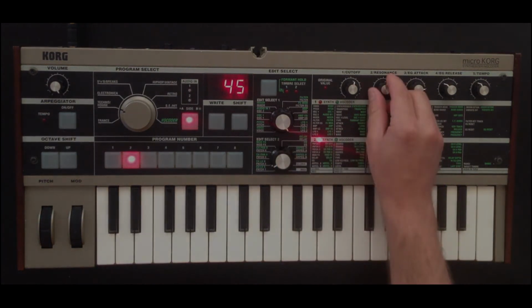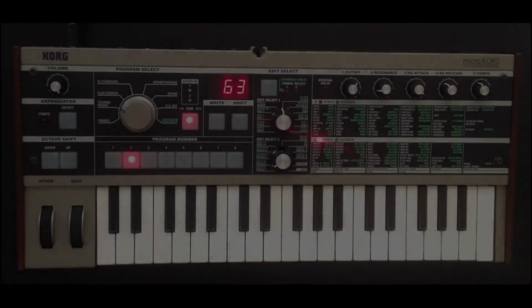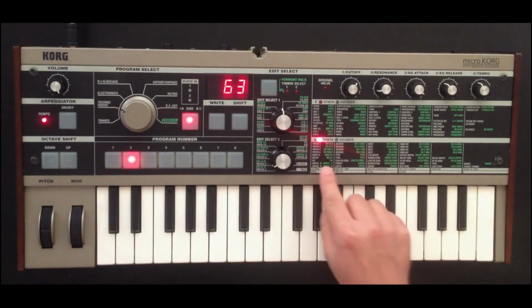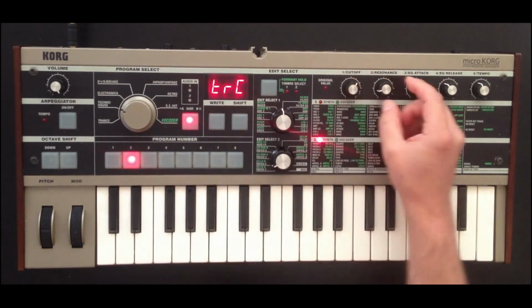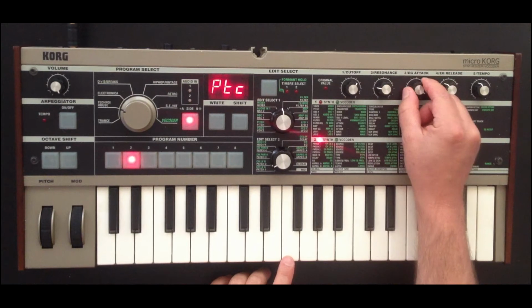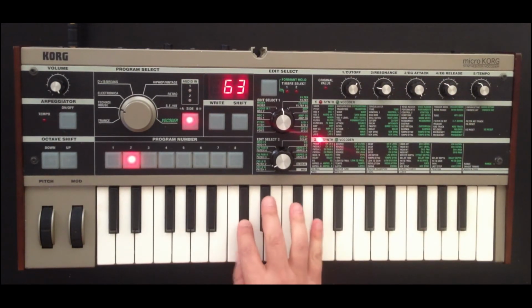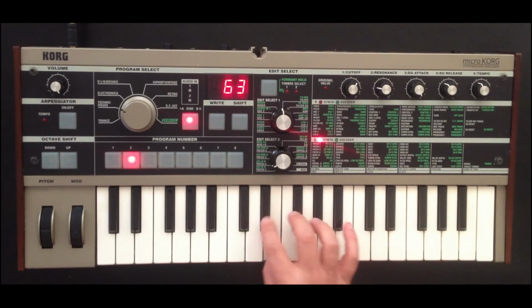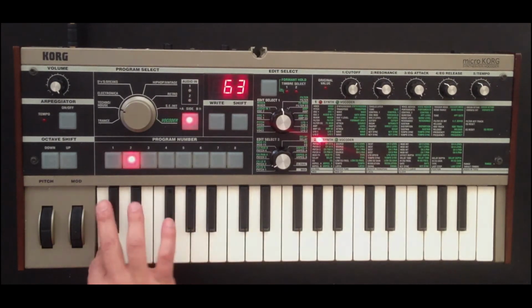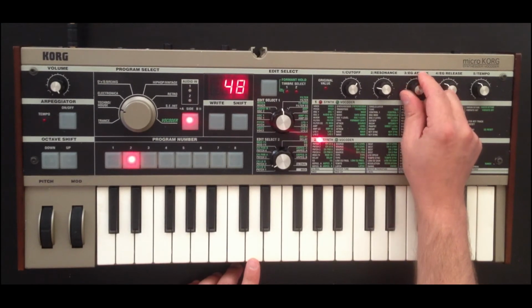I also have keyboard tracking as a possible source of modulation. When I apply that to pitch, I can alter the amount of intervals between one key and the other. I will use it now to increase the interval to a minor third between one key and the other. If I bring the amount to 48, I will have a whole tone scale.